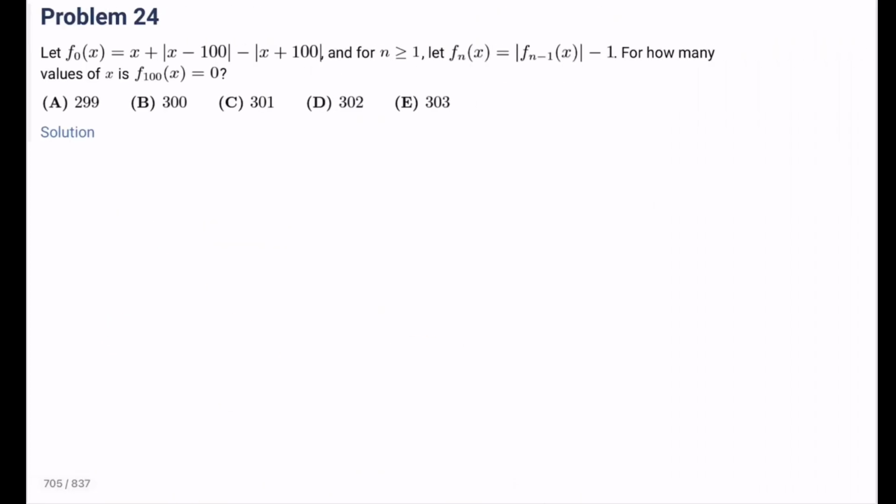Number 24, let f0 of x be x plus the absolute value of x minus 100 minus the absolute value of x plus 100, and for n greater than or equal to 1, let fn of x equal this thing. For how many values of x is f100 of x equal to 0?